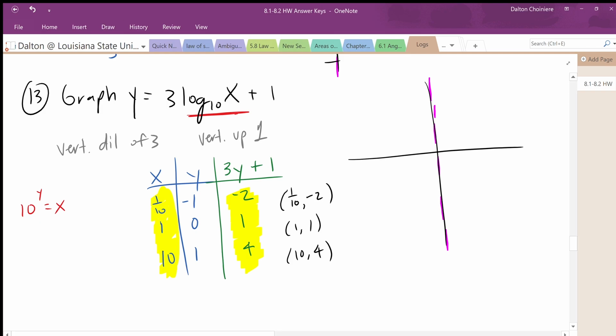I've got, what, 10, 4, so I'm not going to be able to make that many tick marks. Well, maybe so. And I'll just try to graph as many of these points. 1/10 is just really small, so 1/10, comma negative 2 will look something kind of like this. 1, 1, and then 10, 4. 5, 6, 7, 8, 9, 10. Up 4 would be something like this.